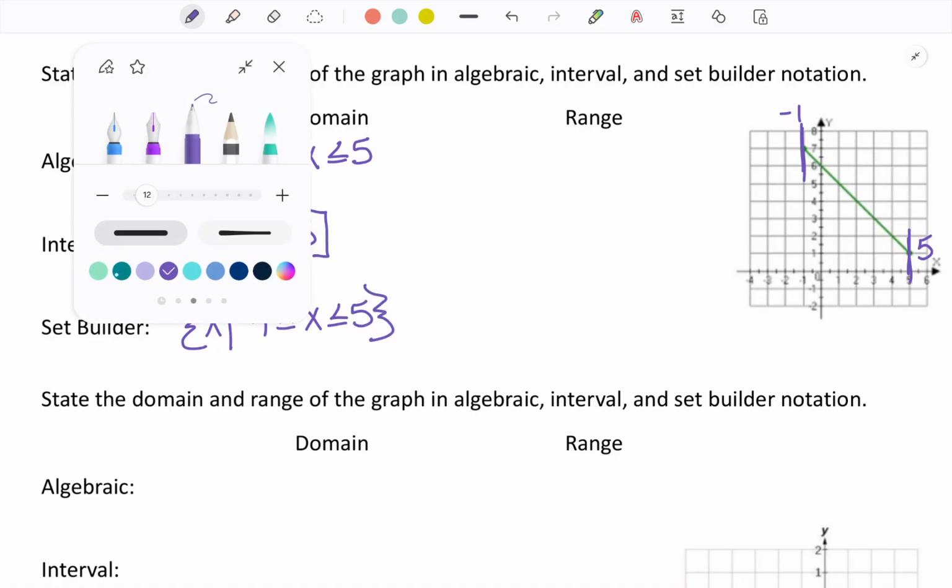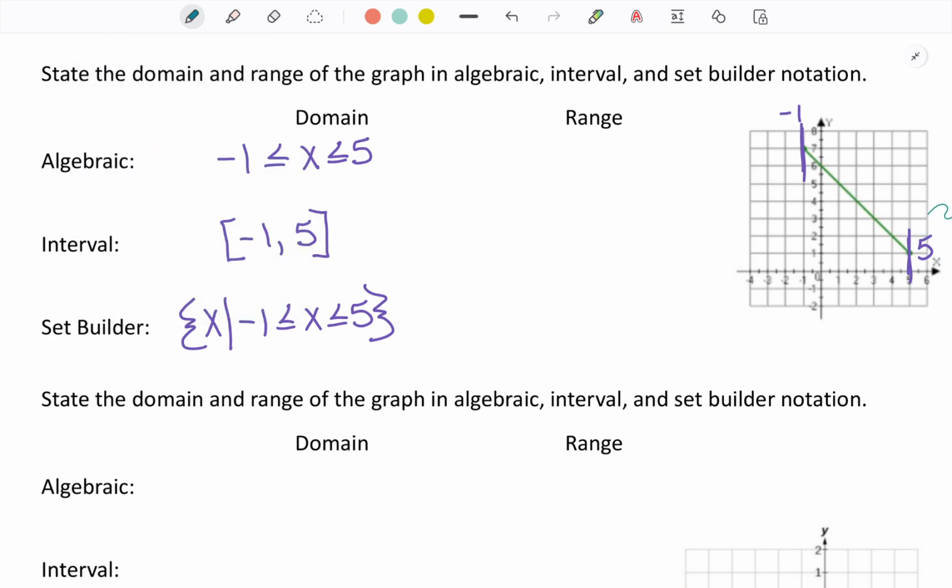Now for our range, we are going to look at how low we can go. So we can go down to 1 and we can go up to 7. So for our range, we have 1 is less than or equal to y, which is less than or equal to 7. And so we have a bracket. We have the 1, and then we go up to 7, so it also gets a bracket.